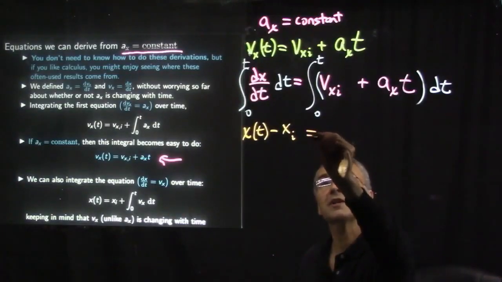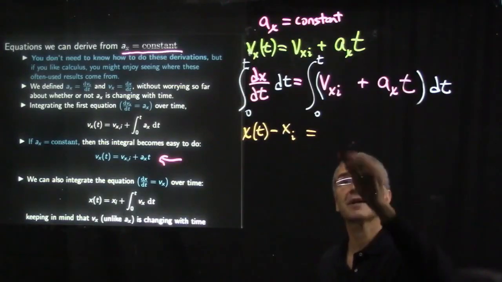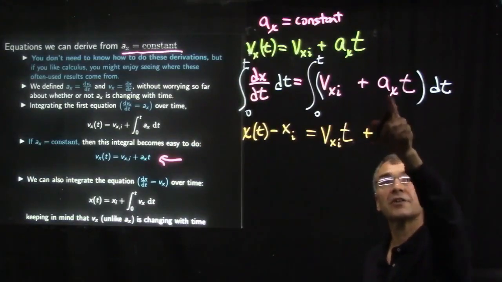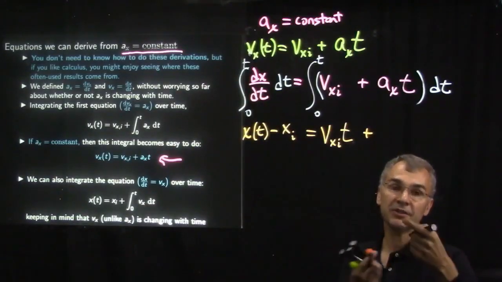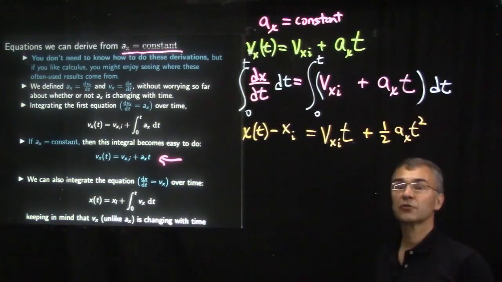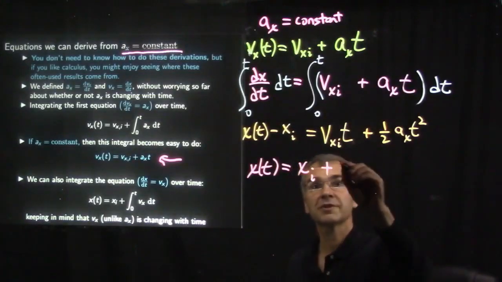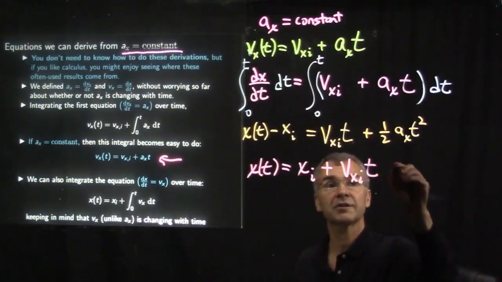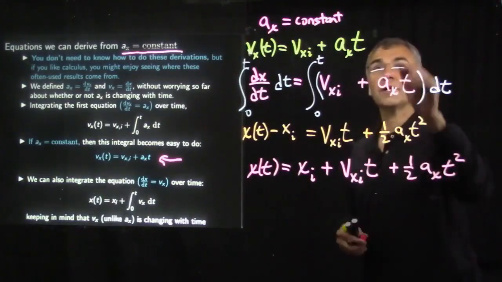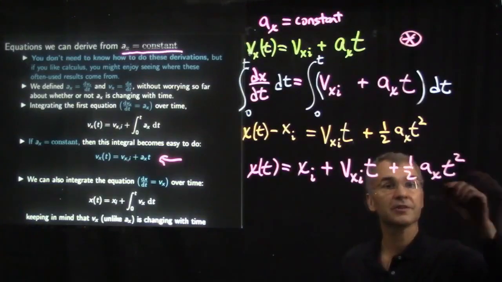And then over here, this is just a constant. So when you integrate a constant, you just multiply by the variable you're integrating by. So this is vx initial times t. Okay, so this is a constant times t. Remember, if you integrate t, you get 1/2 t squared. So this is 1/2 a sub x t squared. This tells us x of t is x initial plus vx initial times time plus 1/2 a sub x t squared. This is one key result we get from constant acceleration, and this is another key result that we get from constant acceleration.